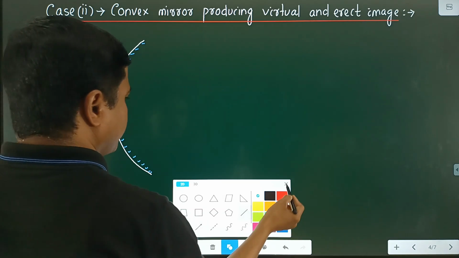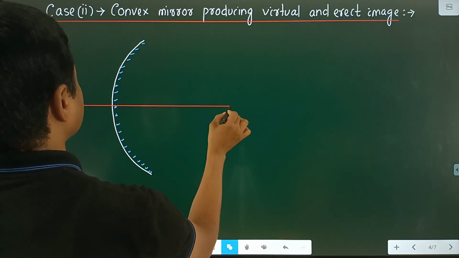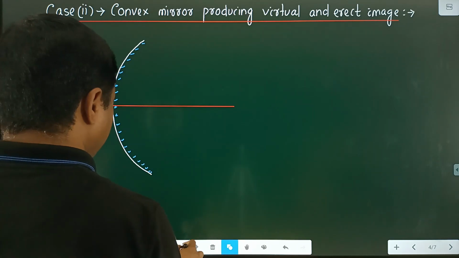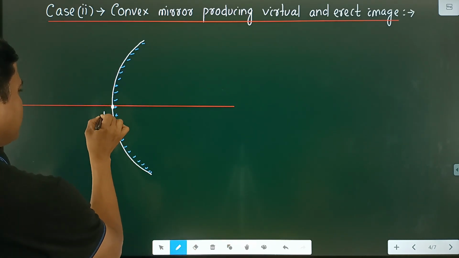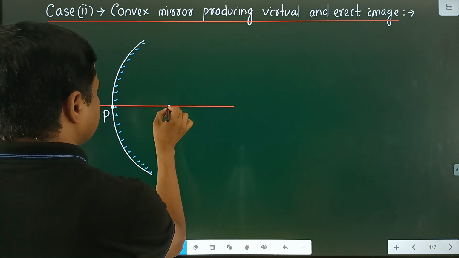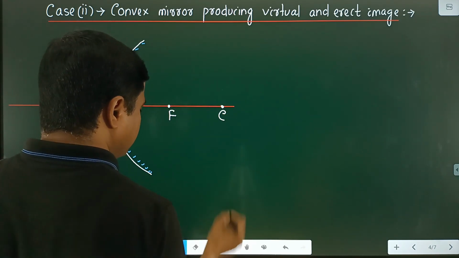First we draw the principal axis. This one is the principal axis, suppose. This point is the center of the reflecting surface, that is known as the pole. Suppose this point is the focus, we write F. This point is the center of curvature, we write C.